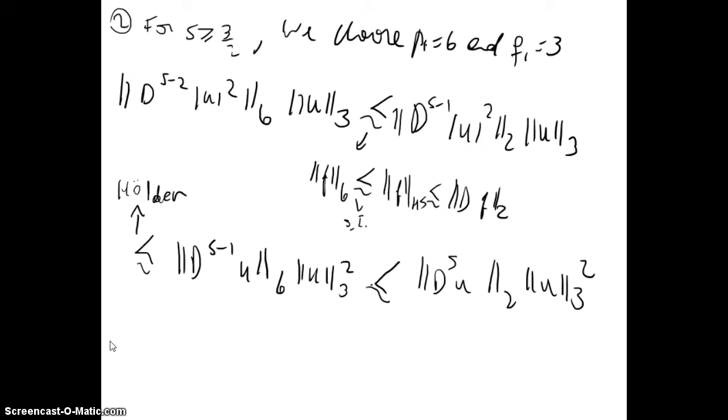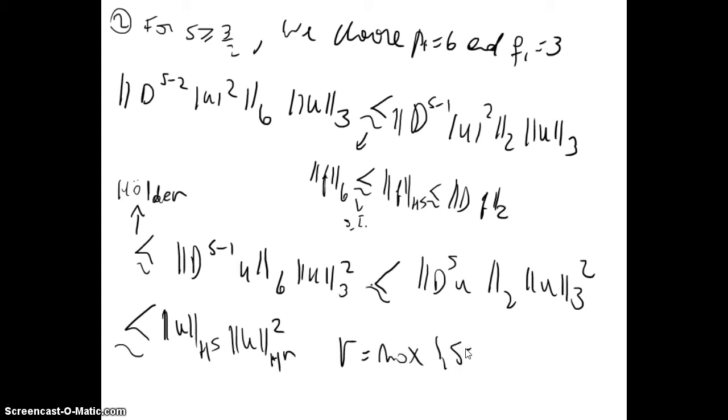So this will be less than or equal to a constant times the norm of u in H^s times the norm of u squared in H^r. Recall r equal to the maximum of s minus 1 and 1.5. This H^s norm is bounded by this, this is from Lemma 1, this bound.